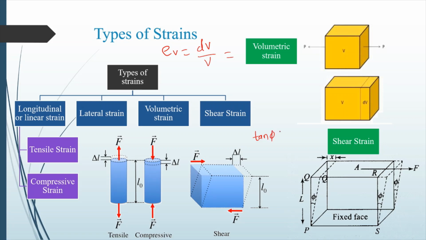And shear strain, I will write the equation of shear strain. Shear strain is equal to tan phi, which is equal to x by L. As phi value is very small, you can write shear strain is equal to phi is equal to x by L. So it will be equal to shear strain. We'll be studying shear strain and volumetric strain in detail in coming lectures.